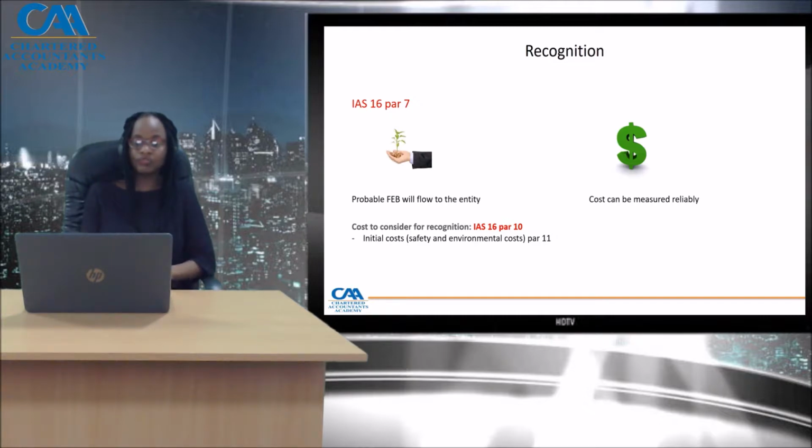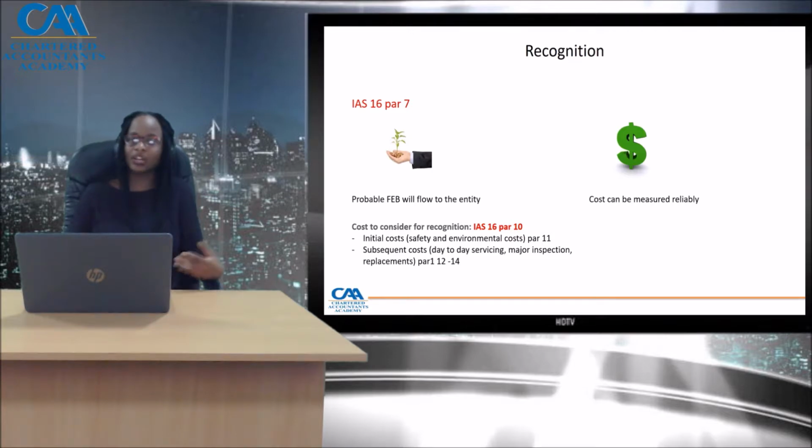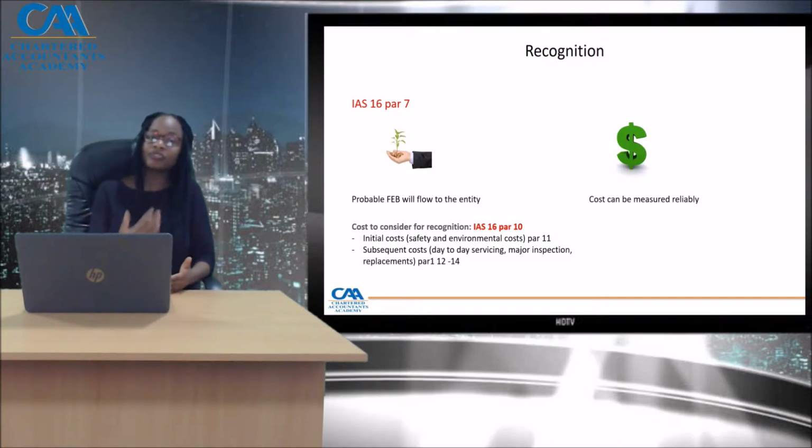PPE has two different costs that you need to consider. There's initial costs and there's subsequent costs. As part of your initial costs, you could possibly have purchased PPE for safety and environmental costs. Such PPE is actually hard to prove. It's hard to prove that it's actually bringing in future economic benefits because it's just there as per legislation, right? But then it is essential to actually have it in order to have your PPE generating future economic benefits for you.